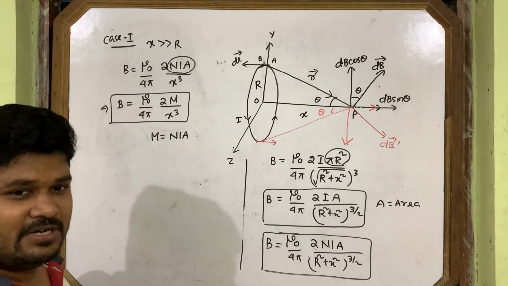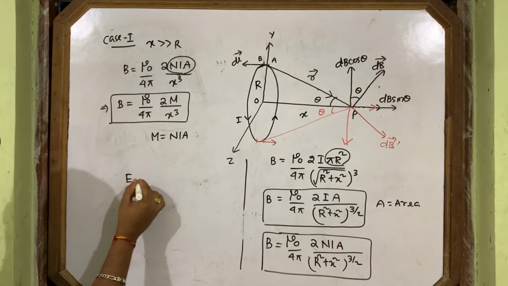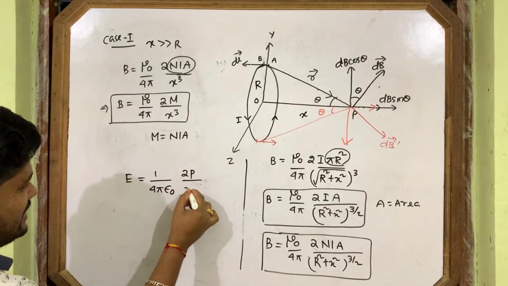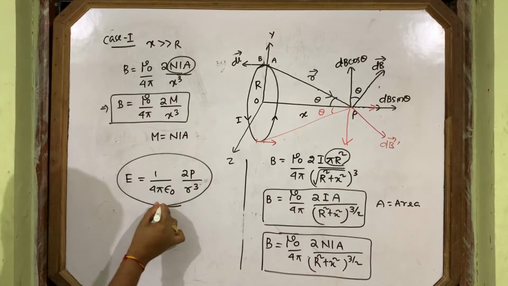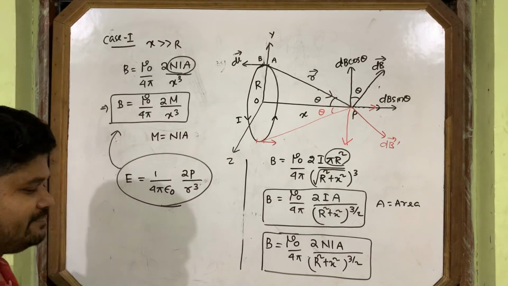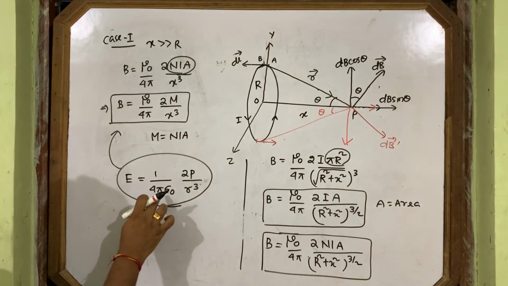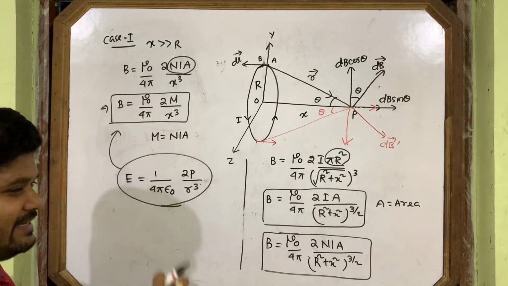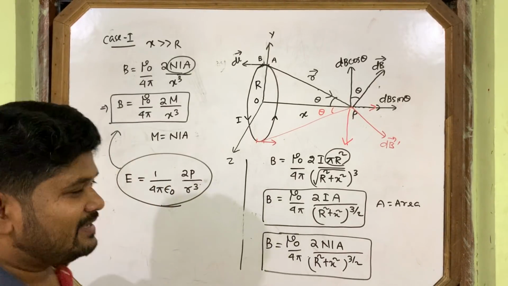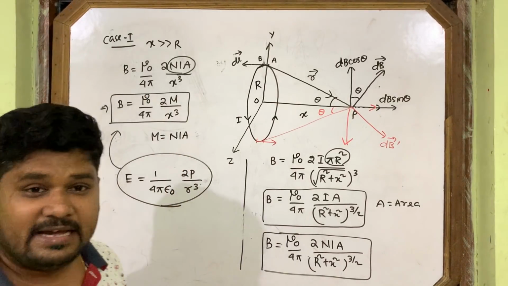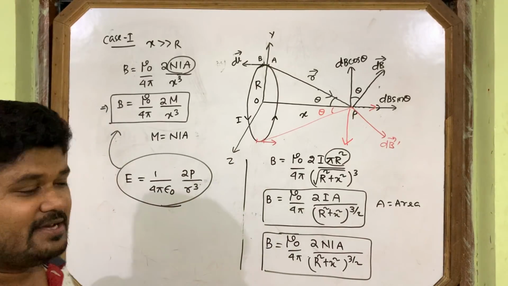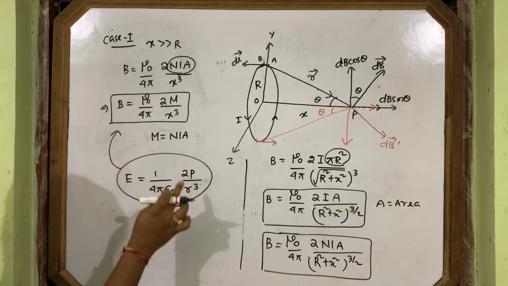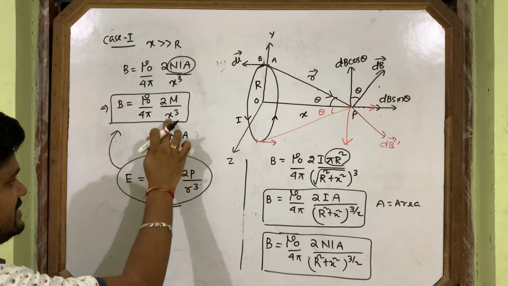Yes, you have seen it. Where? You have seen this expression: 1 by 4 pi epsilon naught, 2p by r cube. Compare this one with this expression. Here 1 by 4 pi epsilon naught is electrostatic, here mu naught by 4 pi, 2. Here P is the electric dipole moment, here M is the magnetic dipole moment, and this is distance cube. I just changed the symbol, no problem.